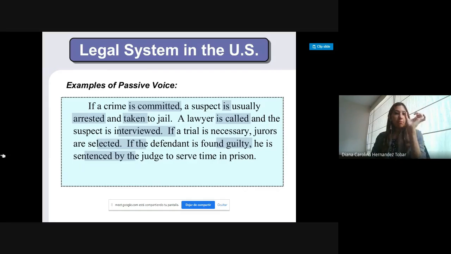Let me just read very quickly the first sentence. If a crime is committed, a suspect is usually arrested and taken to jail. Then we have is called, is interviewed, are selected. The other structure there is found guilty, is sentenced by the judge. So in legal documents, you will find this type of sentences, this structure, okay.